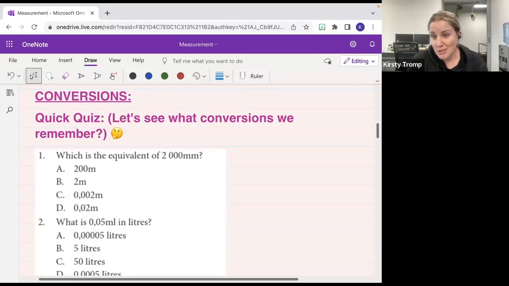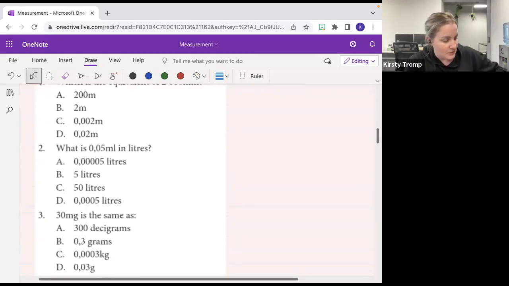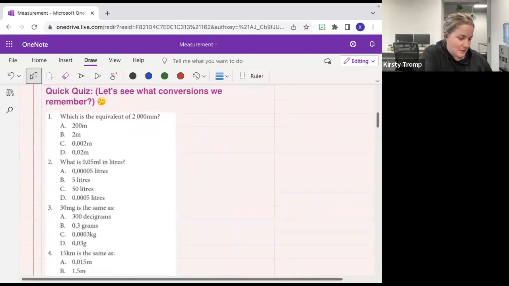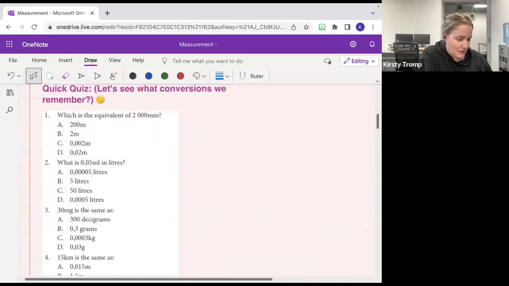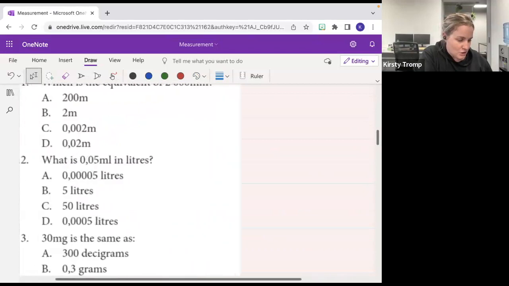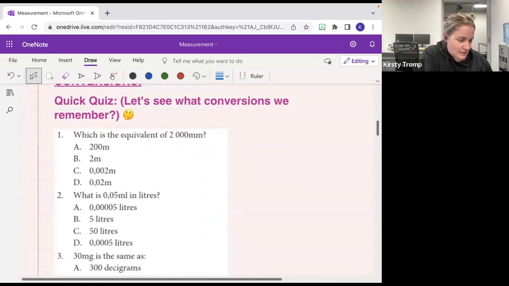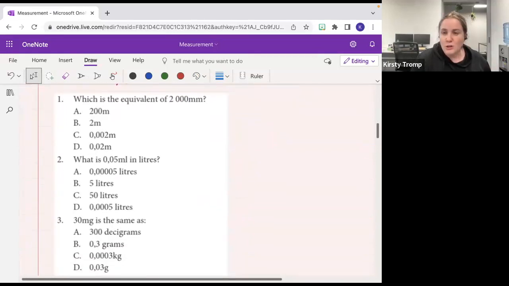Let's see which conversions we remember before we go through the actual theory of conversions. So have a look at these questions. I'm going to give you a few minutes to have a look at them. Make it a bit bigger so you can see it on your screen. If you need to screenshot them, you can as well. Screenshots are encouraged. See which ones you can remember. Write down the answers and see which ones you get right.